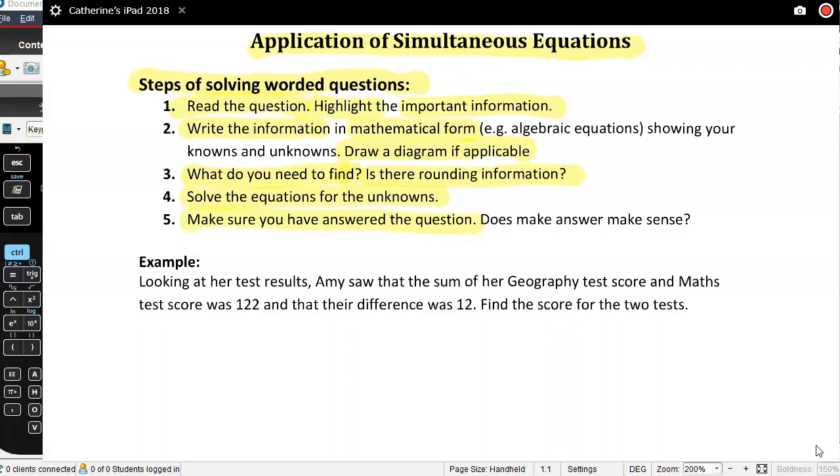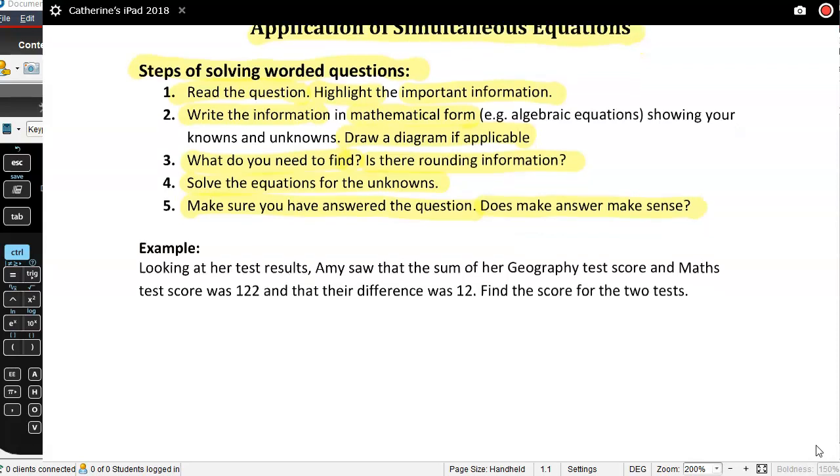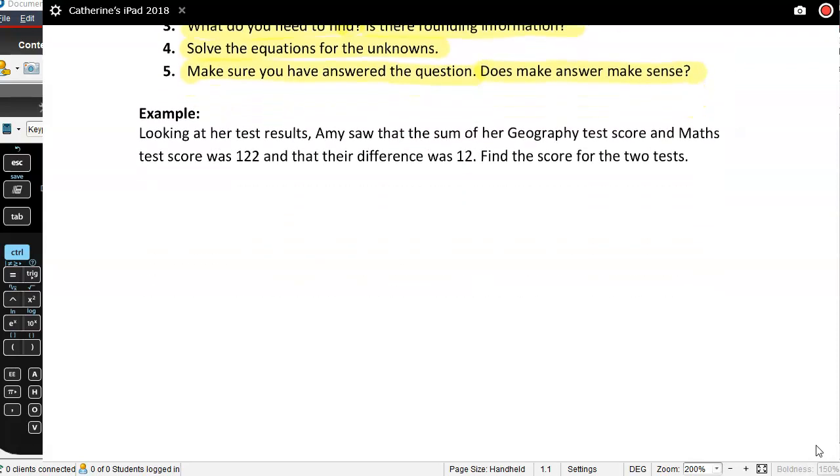Double check that you've actually answered it. And does the answer make sense? Does your answer fall into our range of sensible answers? Is it sensible, if you've found the number of headphones made in an hour, for that to be negative? No. So you might want to go back and look over what you've done. Okay, so let's work through a few examples using these steps.